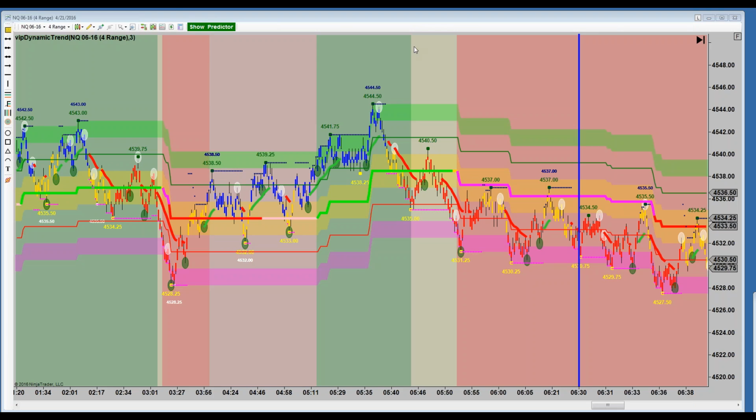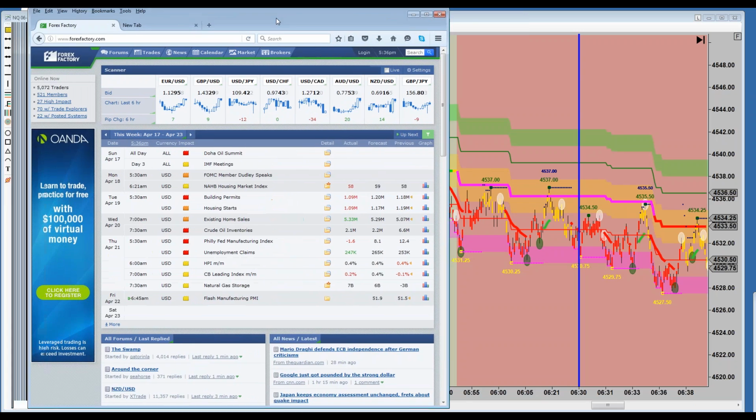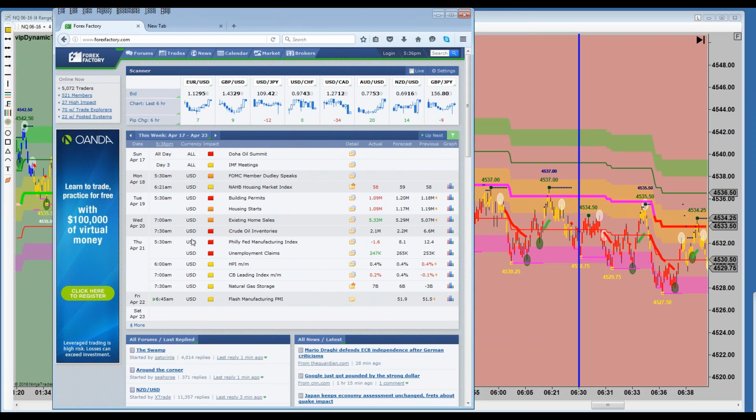I don't focus a whole lot on news per se, in terms of tracking the exact numbers, because that can be a little misleading sometimes. But I am aware when there's major news. Philly Fed. Good. Unemployment numbers. How'd those numbers look? Let's take a look. Right here, 5:30 a.m. pre-market, high impact expected. How'd that number turn out? Not so good. Really bearish.